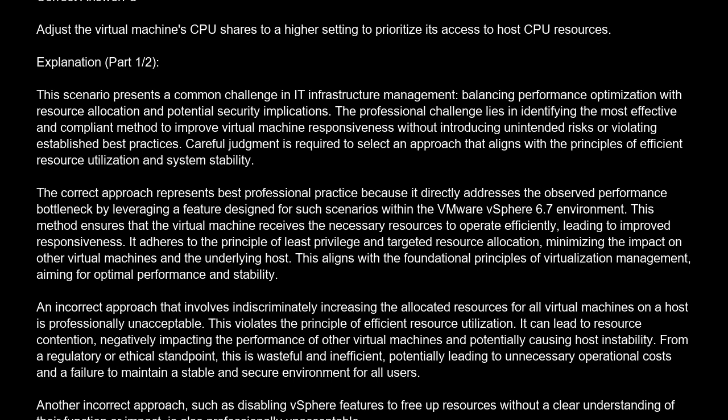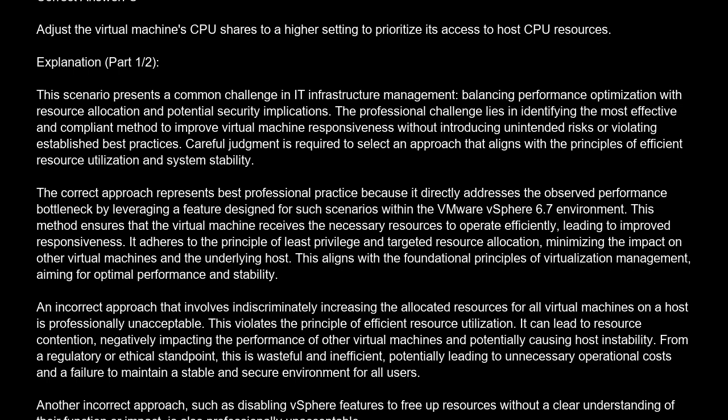Explanation. This scenario presents a common challenge in IT infrastructure management, balancing performance optimization with resource allocation and potential security implications. The professional challenge lies in identifying the most effective and compliant method to improve virtual machine responsiveness without introducing unintended risks or violating established best practices. Careful judgment is required to select an approach that aligns with the principles of efficient resource utilization and system stability.